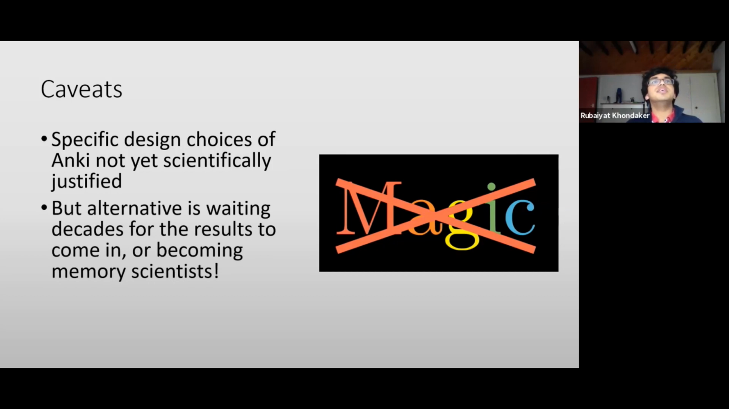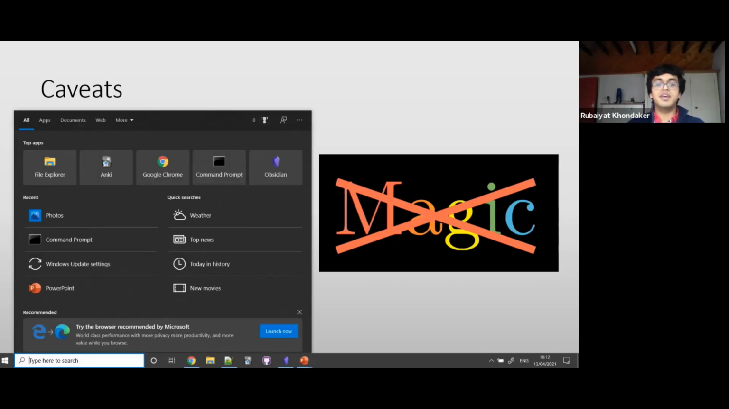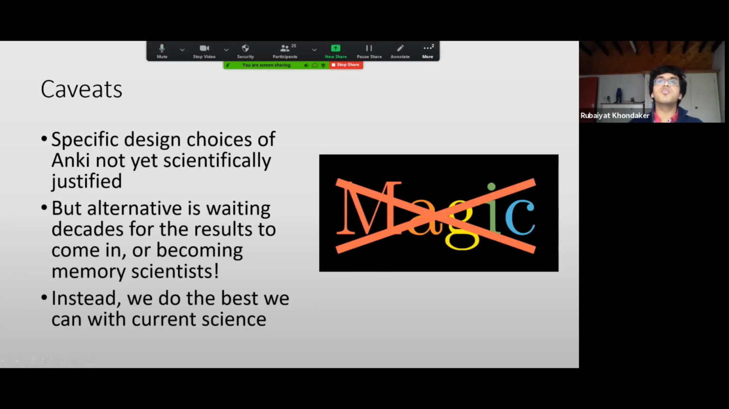But the alternative is either, okay, we wait like 50 years or something for all the results to come in, or we become psychologists ourselves and try to understand all of this. And I like Anki, I like spaced repetition. That doesn't mean I want to become a psychologist. So what we do is we just do the best with current science that we have, i.e., we know that the testing effect and the spacing effect are real phenomena. So let's see, okay, what are the ways in which you might be able to incorporate that into something like Anki?